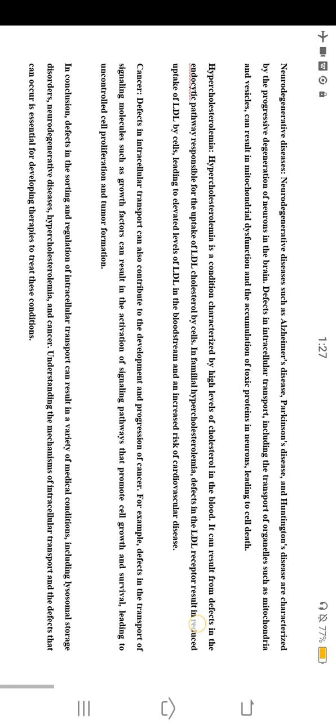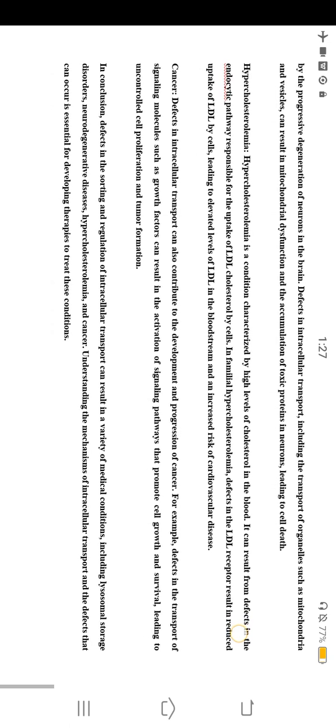Neurodegenerative diseases. Neurodegenerative diseases such as Alzheimer's disease, Parkinson's disease, and Huntington's disease are characterized by the progressive degeneration of neurons in the brain. Defects in intracellular transport, including the transport of organelles such as mitochondria and vesicles, can result in mitochondrial dysfunction and accumulation of toxic proteins in neurons, leading to cell death.